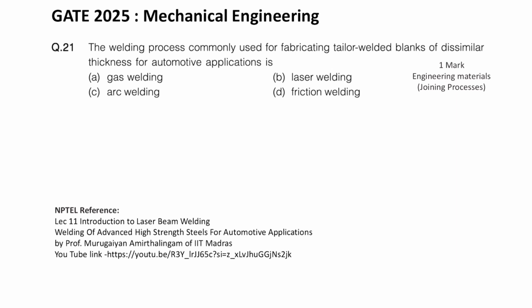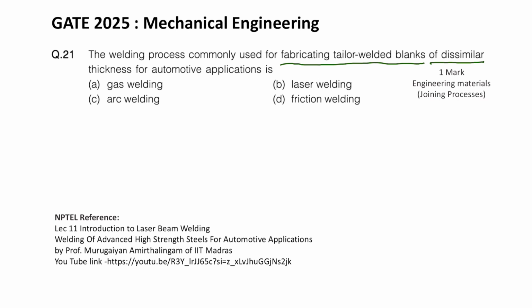So what is it saying? The welding process commonly used for fabricating tailored welded blanks of dissimilar thickness. We have to highlight that they are saying dissimilar thickness, for automotive application. In short we call it TWB, tailor welded blanks. You can find more concepts related to this question by using this NPTEL reference link.